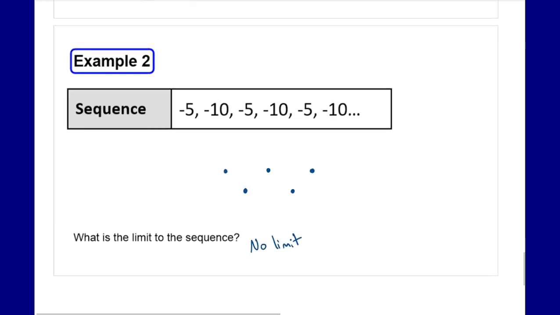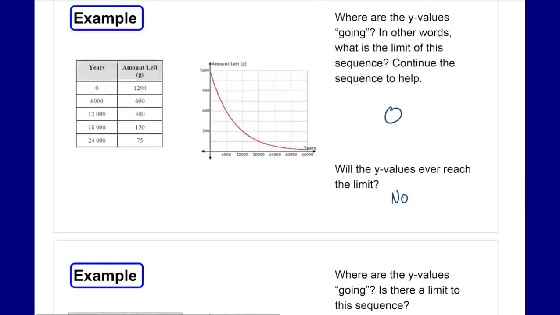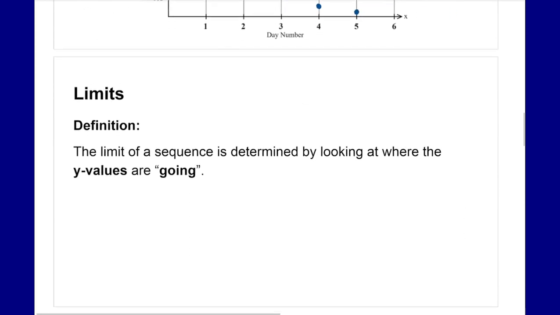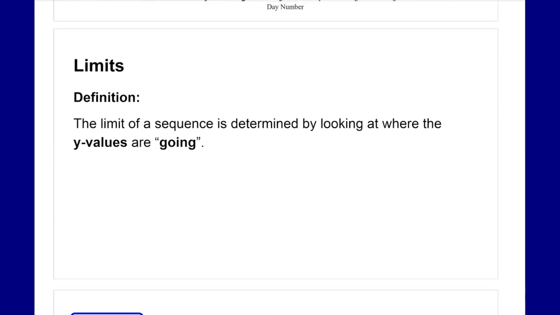So again, the main thing from this lesson, we'll just go back up to the definition and end on that, is just understanding what the definition of a limit is. If we look at a sequence of numbers, or a graph, or think of a scenario, can we determine what the limit is? Or in other words, can we determine where the y values are going or are headed towards?